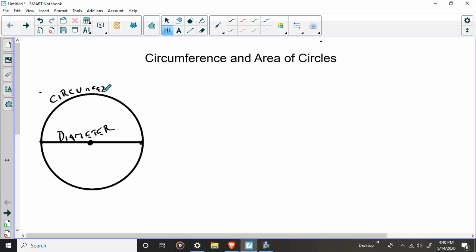Okay, did I spell that right? I don't know. But again, the circumference is the distance around the outside. The diameter is the distance across the circle. And there's this ratio that we talk about, and that is pi. Pi is a ratio between the circumference and the diameter of a circle. In other words, if I take the circumference of any circle and divide it by the diameter of that same circle, I always get the same number.